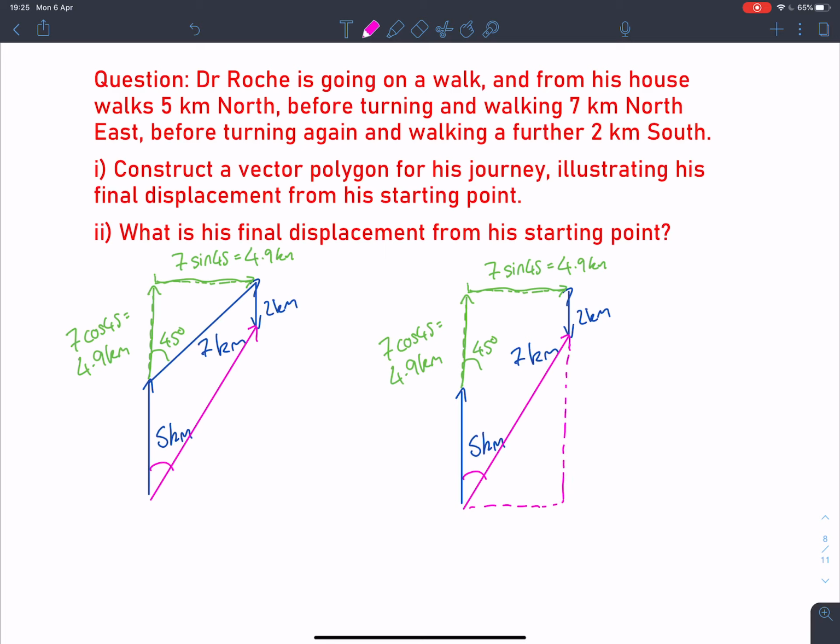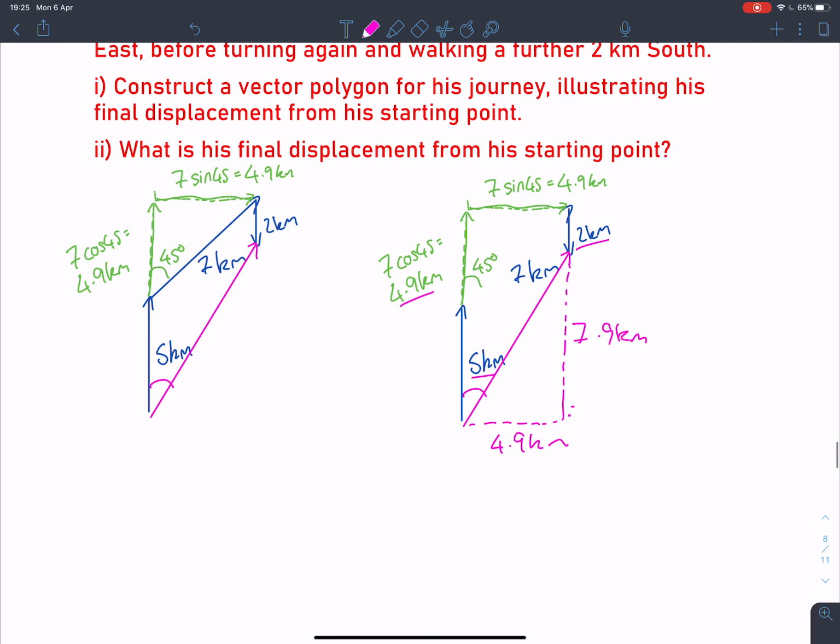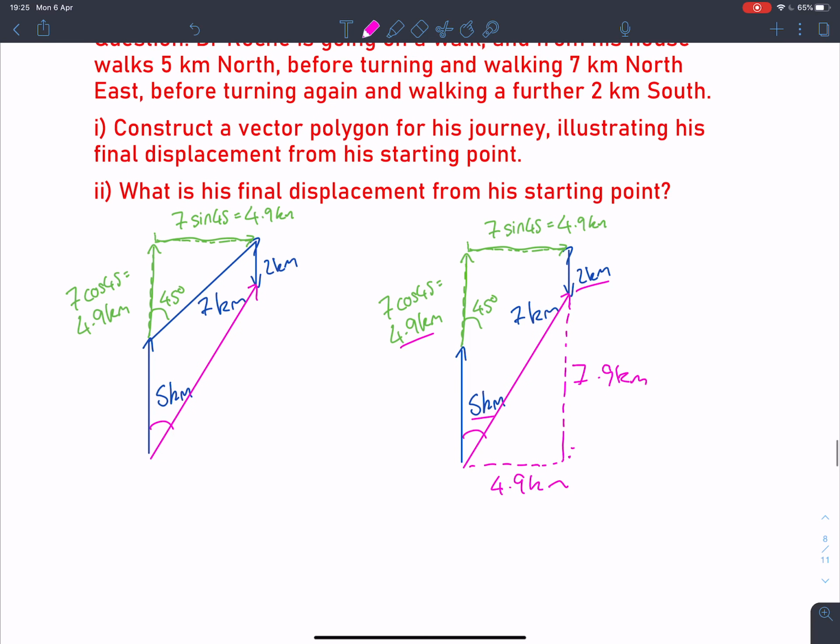So I need to find the length of this vertical pink line, which will be 5 plus 4.9 minus 2, because that's in the opposite direction. So that should give me 7.9 kilometres. This horizontal line here is going to be 4.9 kilometres. So with a bit of Pythag, we should be able to find that the magnitude of that line will be 9.3 kilometres.